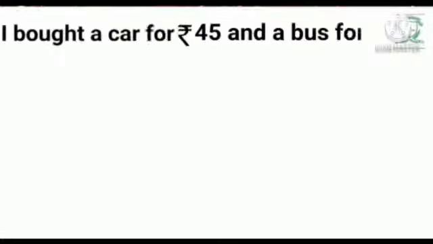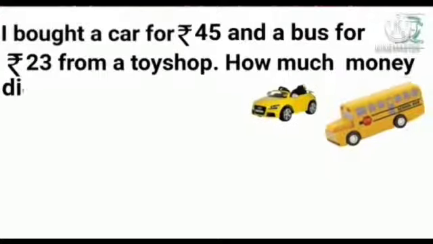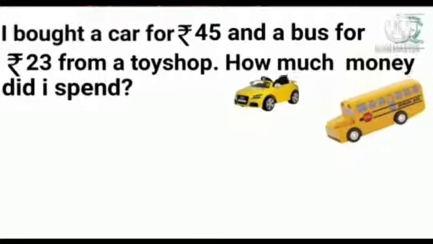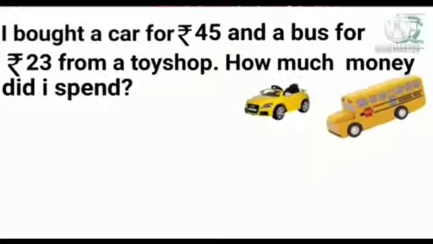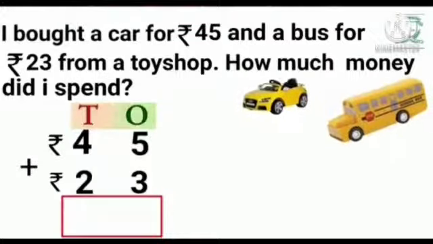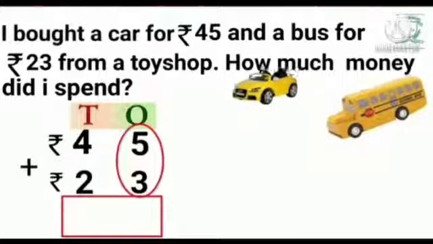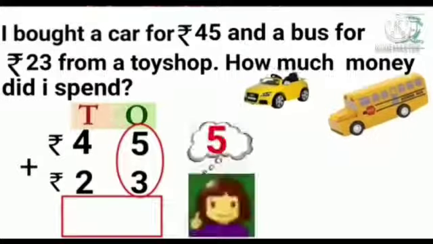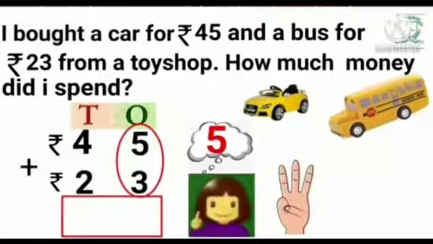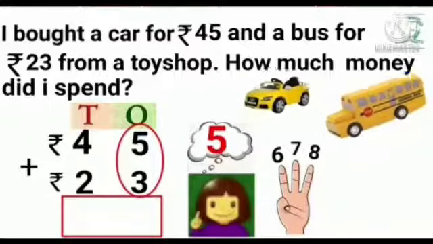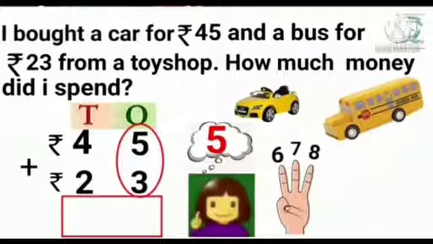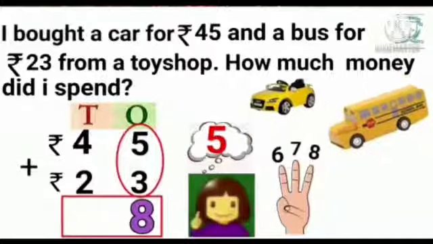I bought a car for rupees 45 and a bus for rupees 23 from a toy shop. How much money did I spend? Children, here we have to add rupees 45 and rupees 23 to find how much money was spent. We first add the digits in the ones place. We add as 5 in the mind and 3 fingers up. After 5 comes 6, 7 and 8. We write 8 in the ones place.